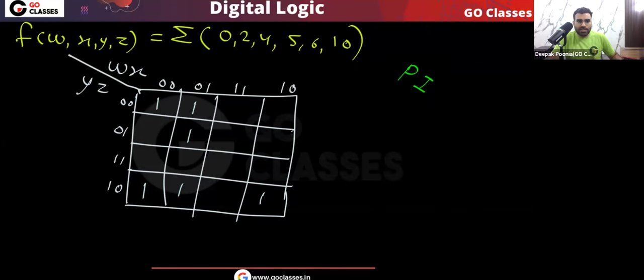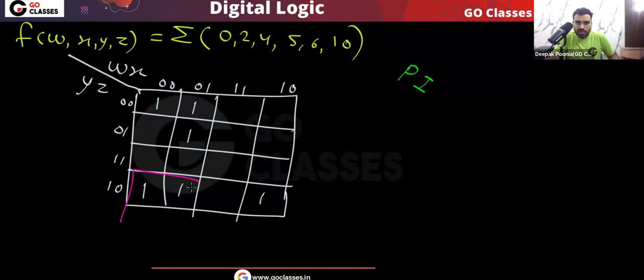So let's see. Do I have any cube of size 8 covering one cells? No, there is none, because you can easily see that this function is one only for 6 cells. So definitely we don't have any cube of size 8 covering only the one cells. Do I have any PI of size 4? Is there any cube of size 4 covering only the one cells? Yes, there is. Look at this.